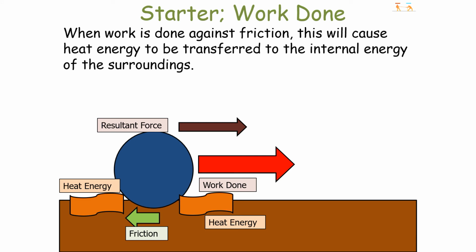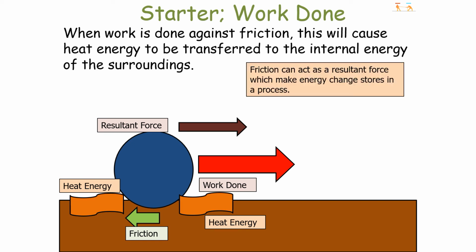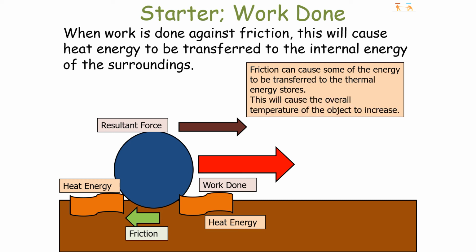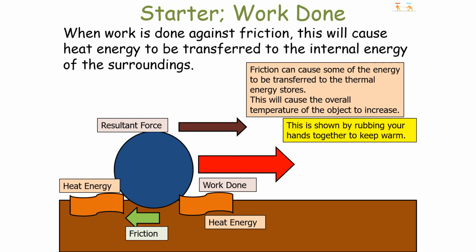When work is done against friction, this will cause heat energy to be transferred to the internal energy of the surroundings. Friction can act as a resultant force which makes energy change stores in a process. Friction can cause some of the energy to be transferred to the thermal energy stores. This will cause the overall temperature of an object to increase, which is shown by rubbing your hands together to keep warm. You are providing a resultant force on your hands with that movement, so work is done by overcoming friction, and that allows some of the energy to be transferred to the thermal energy stores, which will cause the overall temperature of your hands to increase.